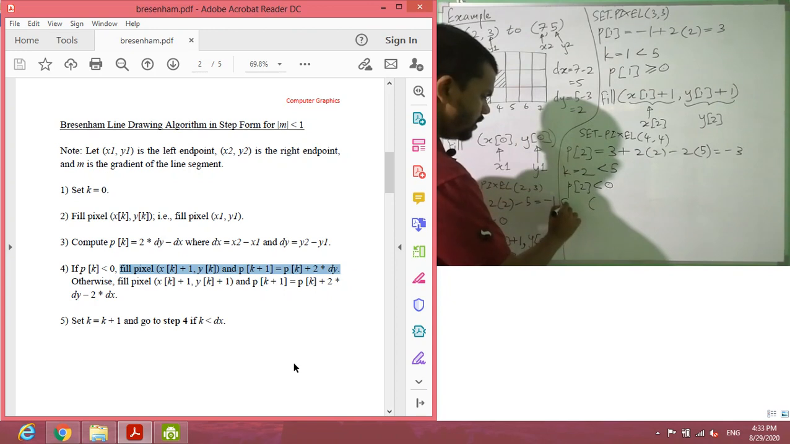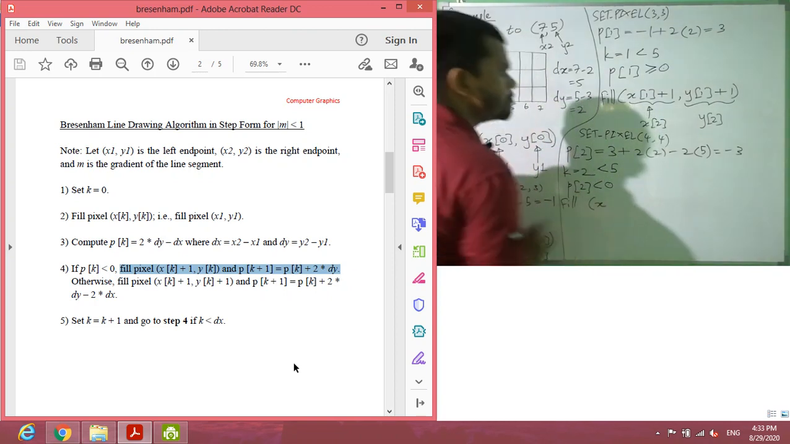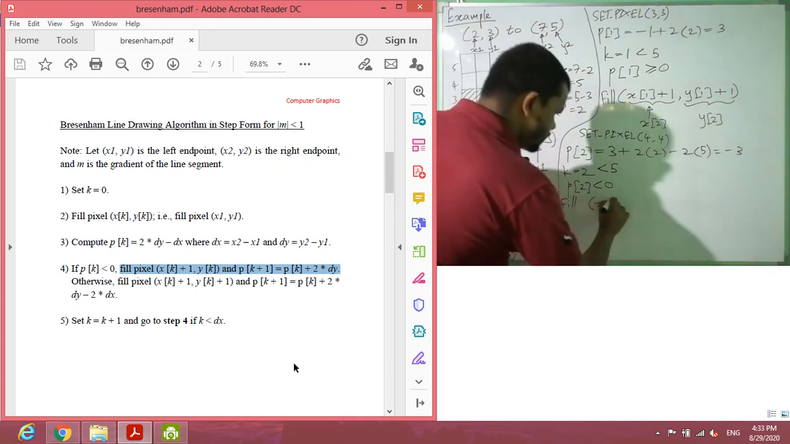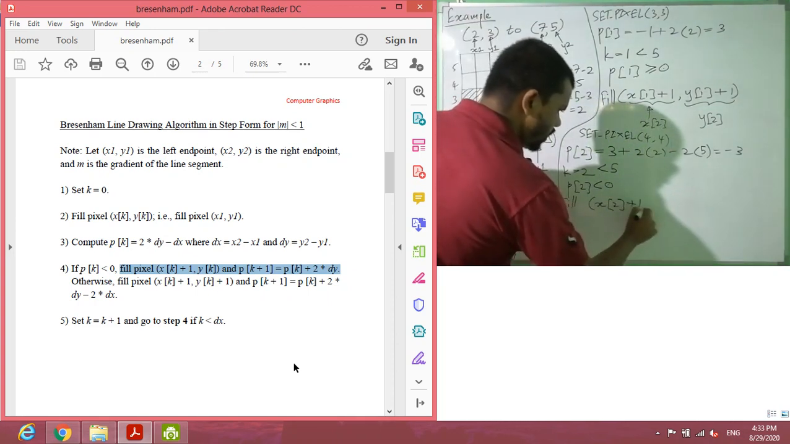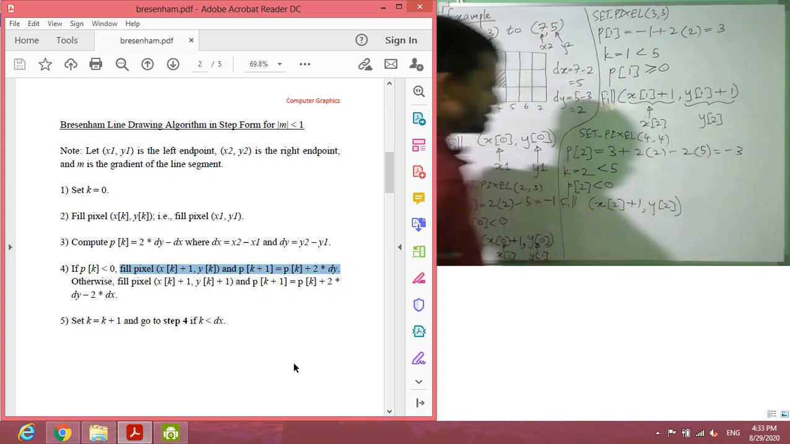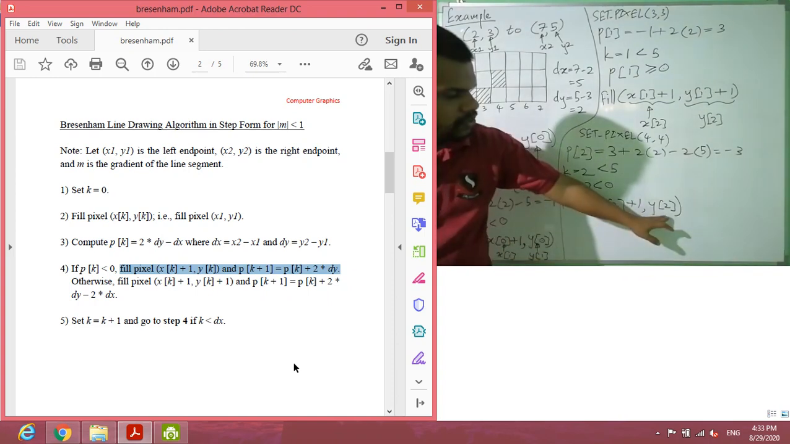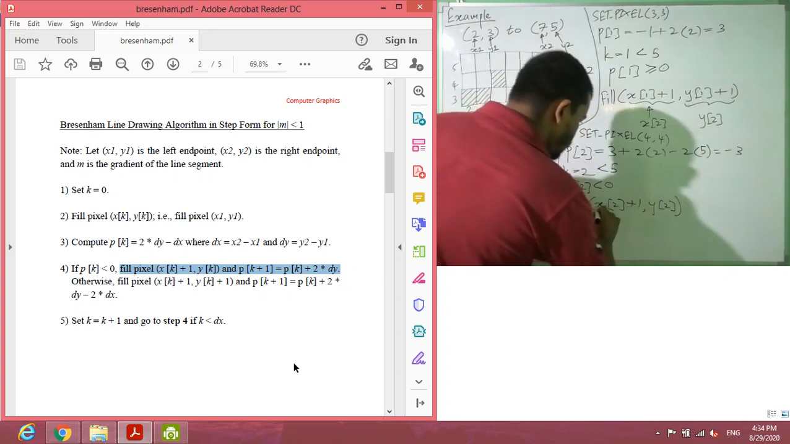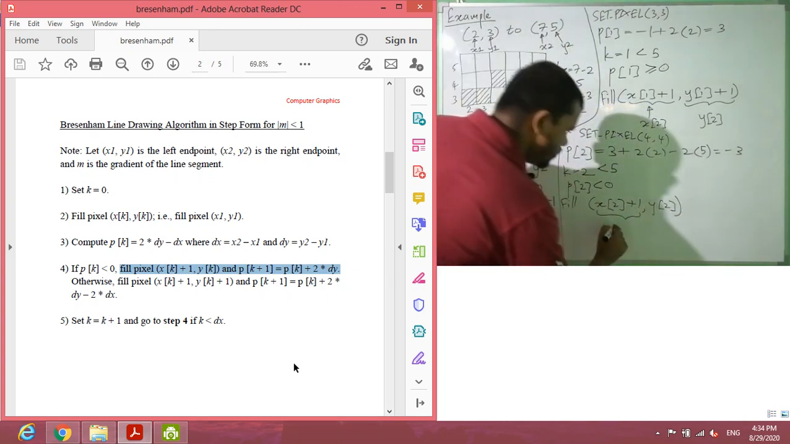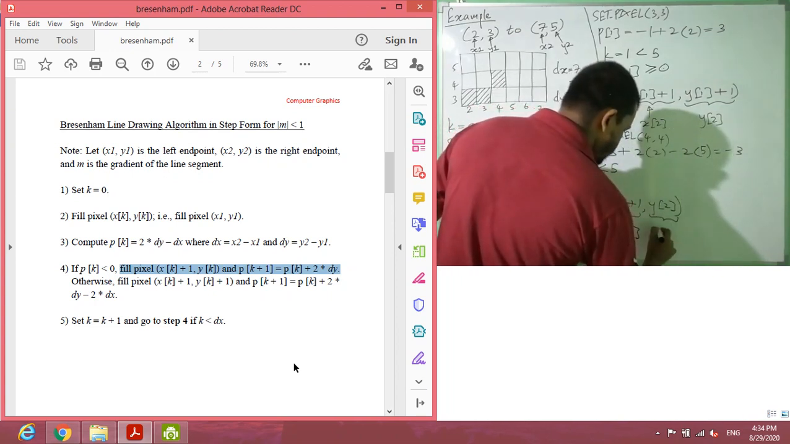We have to fill x2 plus 1, y2. This is what we have to fill. X2 we add 1 and y2 we keep it as it is, and now this is our x3, this is our y3.